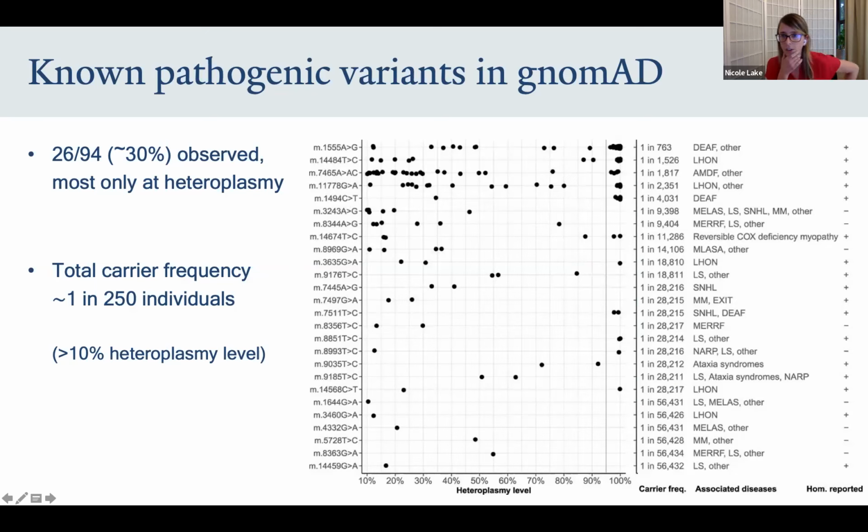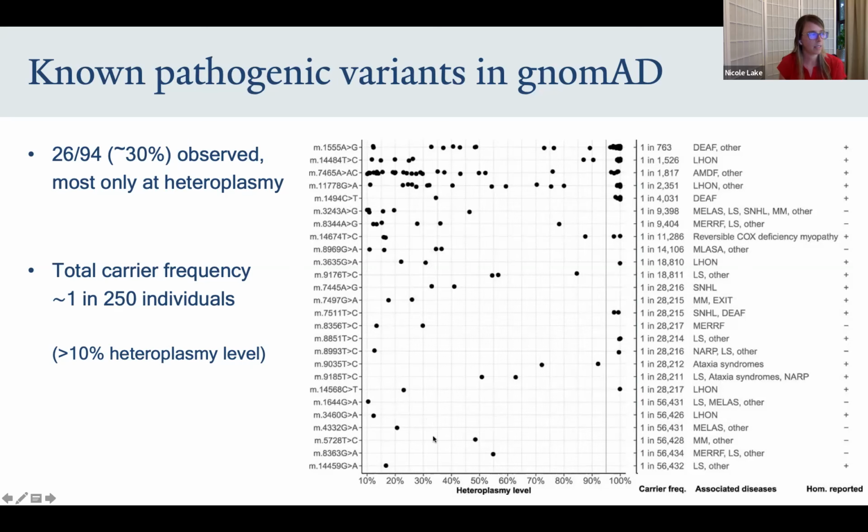We then took a closer look at known pathogenic variants in gnomAD. And to do that, we focused on the 100 or so variants that have been curated by MitoMap as having a confirmed disease status. So we saw most of them weren't present in the gnomAD dataset, and we saw only around 30%. So what you're looking at here is the dot plot, which shows the pathogenic variants that we did see in gnomAD and their heteroplasmy level, which is across the x-axis.